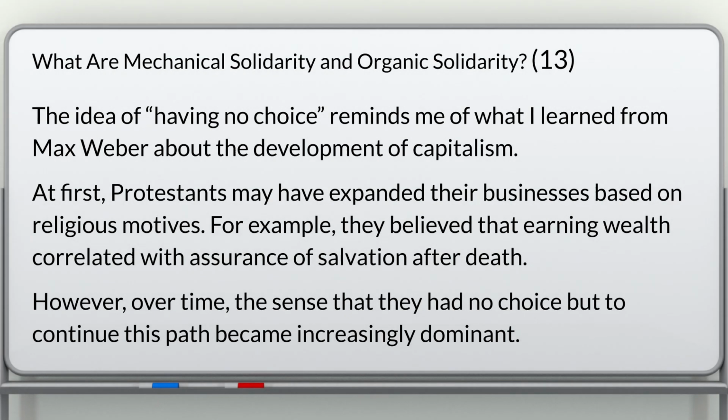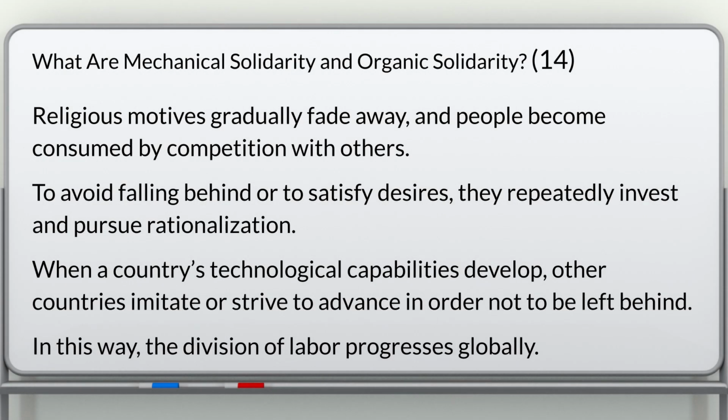The idea of having no choice reminds me of what I learned from Max Weber about the development of capitalism. At first, Protestants may have expanded their businesses based on religious motives. For example, they believed that earning wealth correlated with assurance of salvation after death. However, over time, the sense that they had no choice but to continue this path became increasingly dominant. Religious motives gradually fade away, and people become consumed by competition with others.